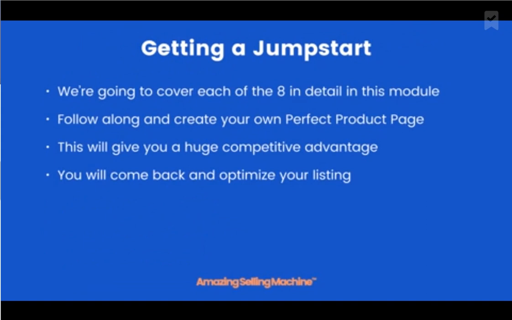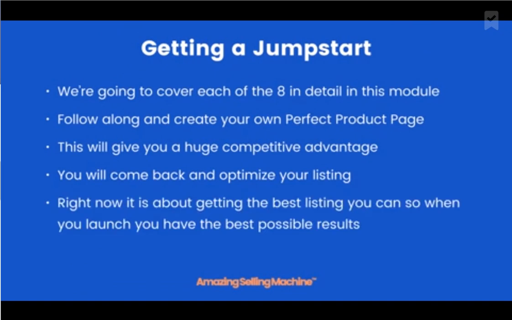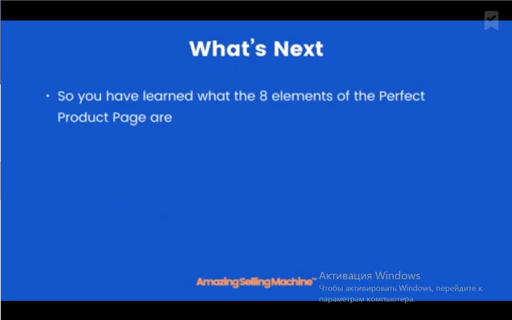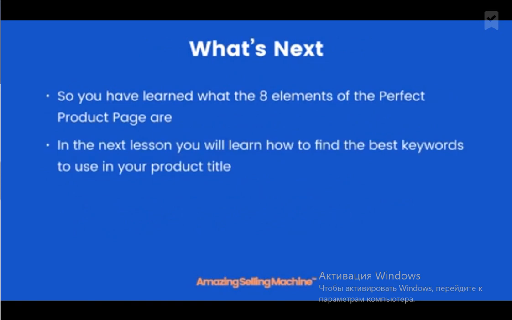But you will come back later and optimize your listing. This will not be the last time you edit your listing. Right now it is about getting the best listing you can, so when you launch, you have the best possible results. So what's next? You've learned what the 8 elements of the perfect product page are. In the next lesson you will learn how to find the best keywords to use in your product title. But that's it for this lesson.